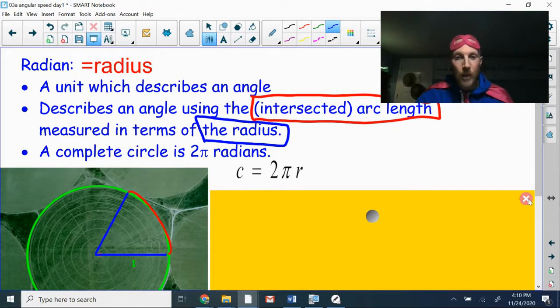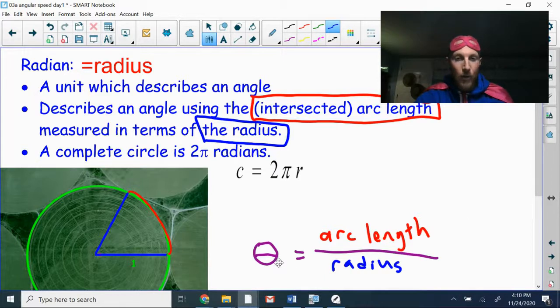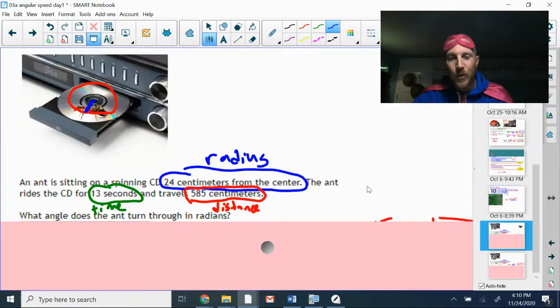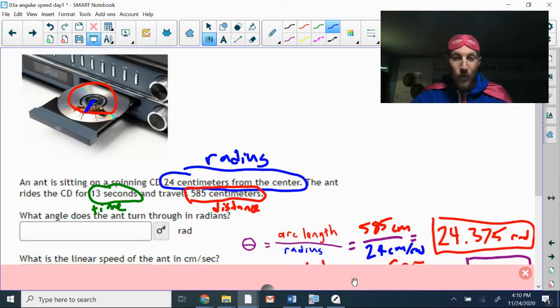One possible way to do this is to find the number of radians: you take that arc length and divide by the radius. Why would you do that? I'm not sure that you would come up with that on your own. You certainly can do it. It does give you the correct answer: the arc length, 585, divided by the radius, 24 centimeters. Why would you? That's like coming up with stuff on your own instead of using what you've been taught. So I would not expect you to do that, although it is clearly a very simple calculation once you know what to do.